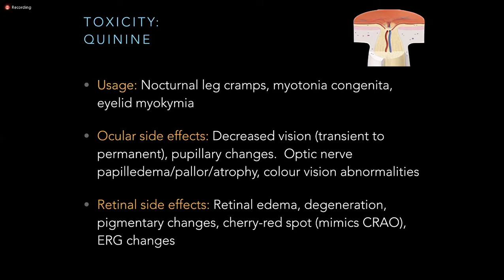The ocular effects can include decreased vision, which can be transient or permanent, pupillary changes, and you get optic nerve papilledema or pallor or atrophy, depending on the stage, as well as color vision abnormalities that can result as a secondary feature. Retinal effects can include retinal edema, degeneration, pigmentary changes, and you can also develop a cherry red spot that mimics CRAO, as well as ERG changes.